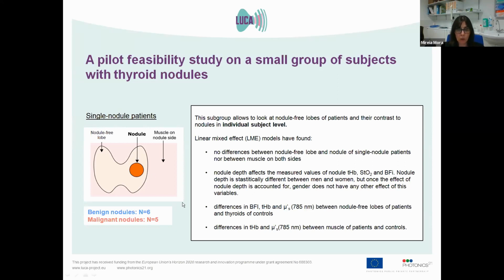We also found that there were differences between the nodule-free lobes and the thyroid of controls in blood flow index, total hemoglobin, and reduced scattering coefficient, and also in these variables to differentiate the muscle between patients and controls. So this data is suggesting that the nodule-free lobe is not as healthy as a lobe of a healthy participant.